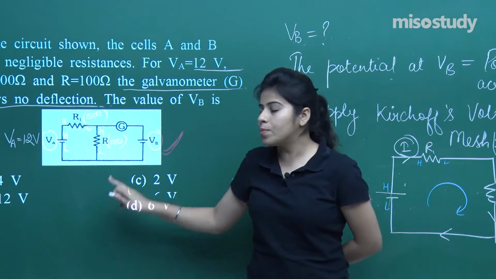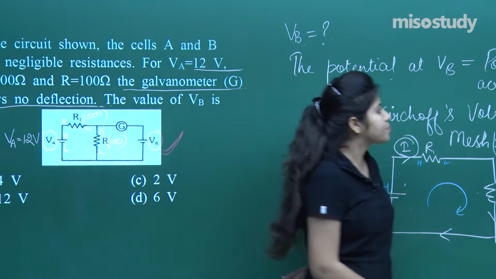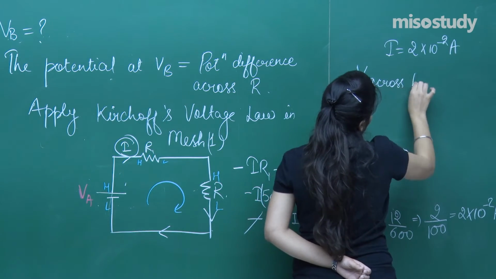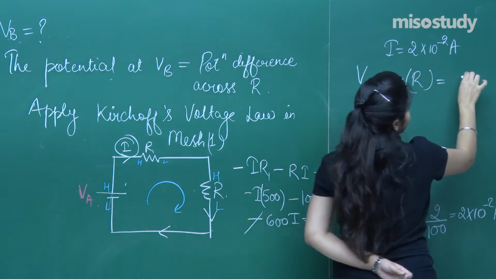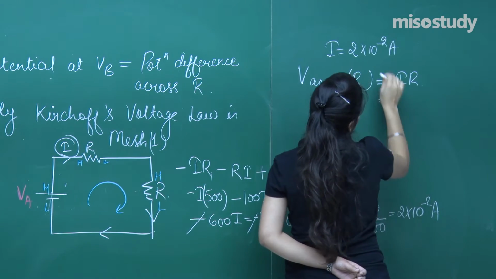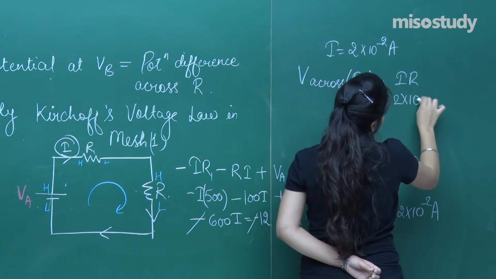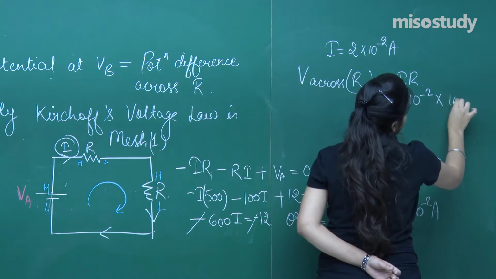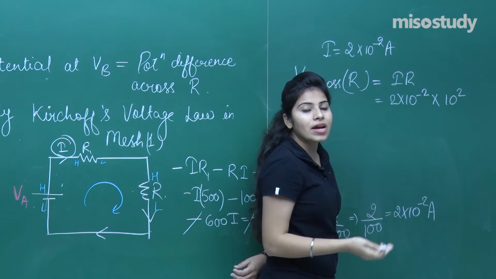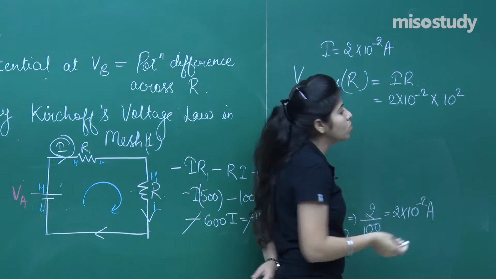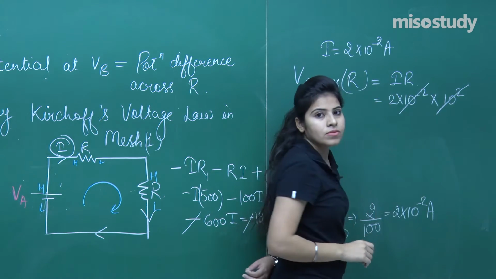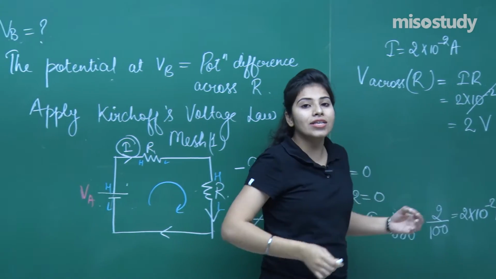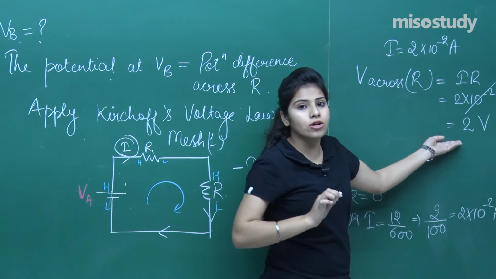So first of all we will be finding V across this R. So potential across R will be equals to I into R. Your I is 2 into 10 raised to the power minus 2 and R is 100, that is 10 raised to the power 2. We can write this 100 as 10 raised to the power 2. Got it? So you are having 2 volt as your potential across R.